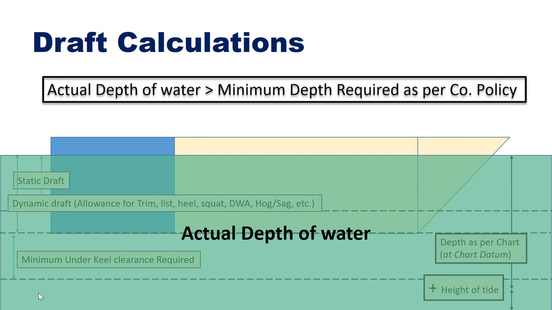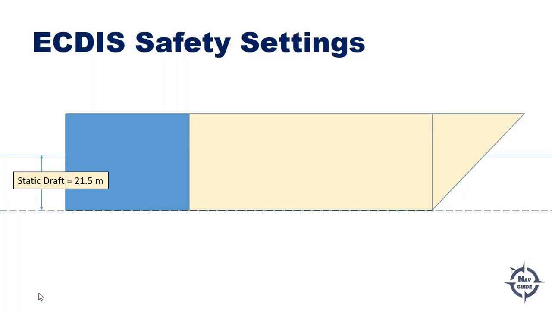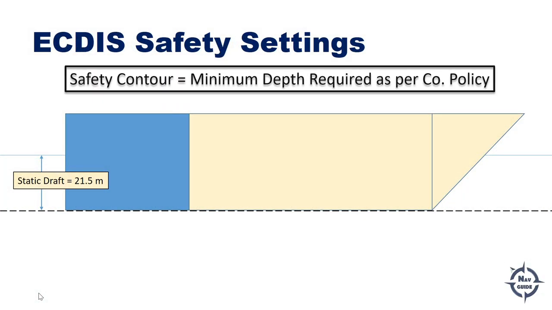You probably have already figured it out. Our point over here is to make sure that the actual depth of water should be always more than the minimum depth required as per the company policy. If the actual depth of water is less than the minimum depth required, you cannot navigate there safely and you will be violating the company UKC policy. Well, now coming to the ECDIS safety settings. As we had already discussed, the safety contour on the ECDIS is usually set at the minimum depth which is required as per the company policy. What is that depth? Let's take a live example here.